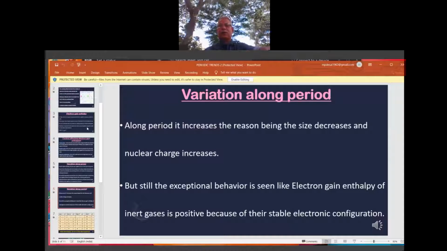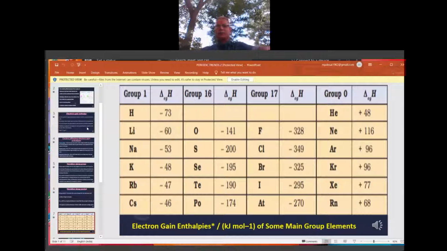This is the period, and this is the main data we have seen. In the halogens, you see, yesterday our friend Raghavendra clarified why chlorine has a larger negative value for electron gain enthalpy.